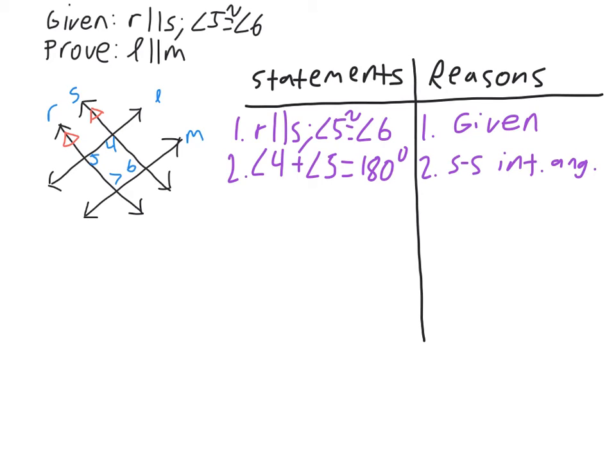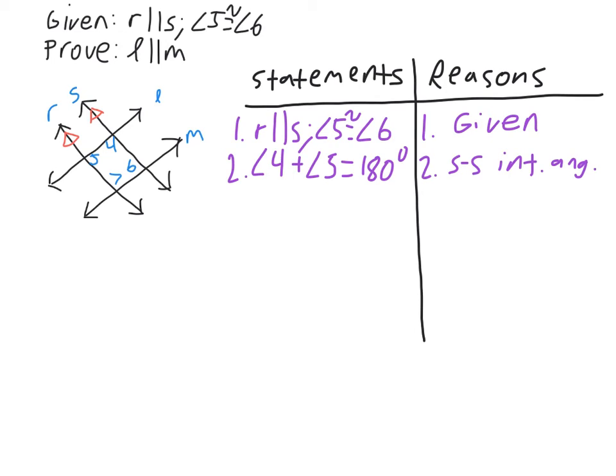Now, let's introduce the other transversal and see if we can get these two to be parallel. So we were dealing with this one. Now let's connect it to this one over here. So we know that 4 and 5 are supplementary. They add to 180 degrees. So now we can take angle 5 and angle 6, and we know that those two are congruent. They're equal to each other.